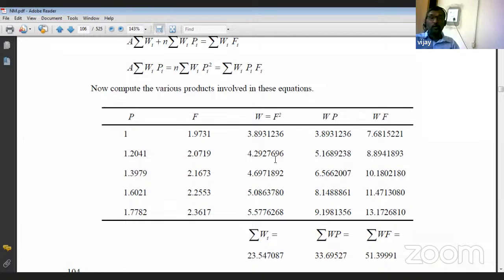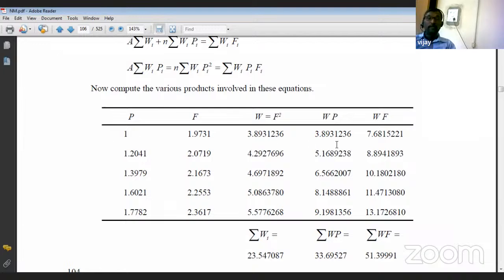2.7019, 4.2927696. 2.173 square is equal to 4.69711892. 2.2553, 5.086378, 2.3617, 5.577.